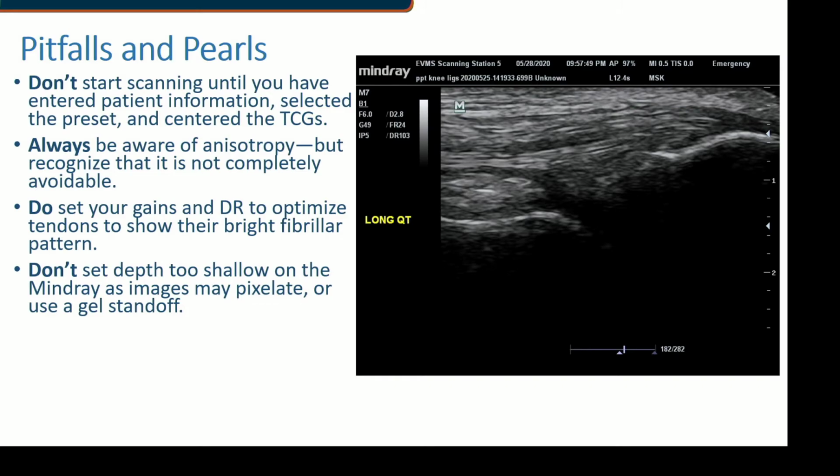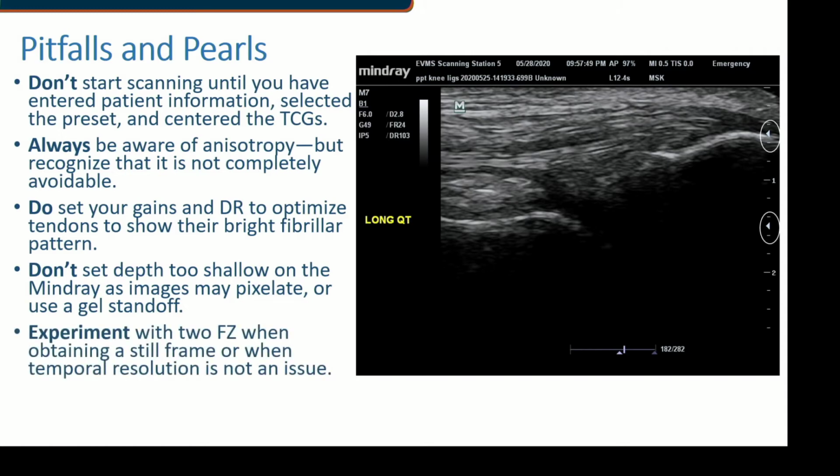And don't set the depth too shallow on the mind ray, because the images may pixelate. So, if you are going to use less depth, be sure to use a gel standoff. And you can experiment with using more than one focal zone. I didn't talk about this too much. Be sure, as always, that your focal zone is at the area of concern, at the posterior aspect of the area of concern.